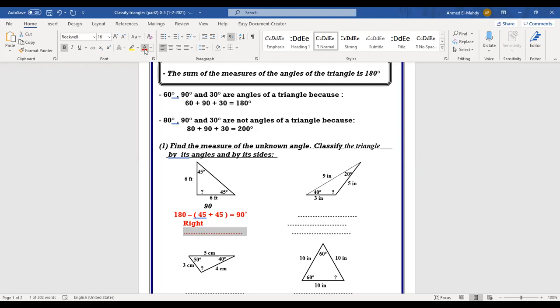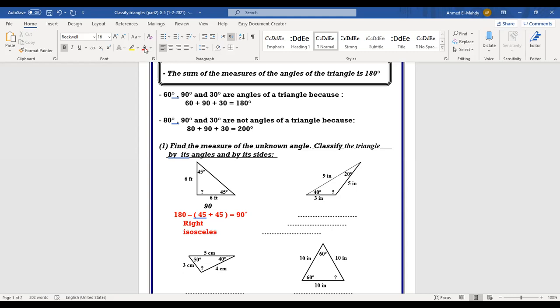Listen again. If the triangle has 3 equal sides, it will be equilateral. If the triangle has only 2 equal sides, it will be isosceles. And if the triangle has 3 different sides, it will be scalene. This triangle, we have 6 feet and 6 feet. It will be isosceles. Yes, isosceles triangle.